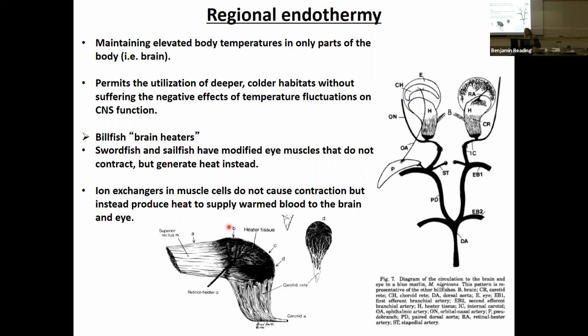And in a very similar mechanism, it's the same reason why when you're really cold, you shiver. It's your body's way of trying to increase your core body temperature, because every time a muscle contracts, it generates heat. So fishes will do this, especially some of these bill fishes, for instance, the brain heaters. So the swordfishes and the sailfishes.